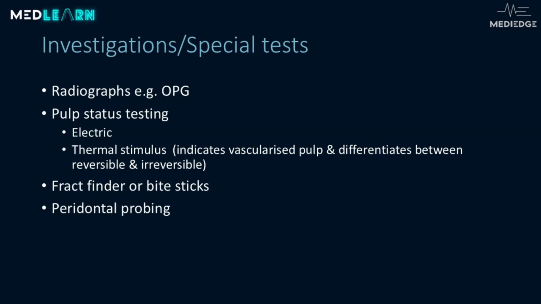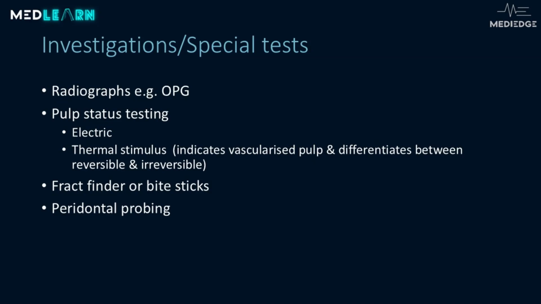Pulp status testing in the form of a cold thermal stimulus will help us to replicate a patient's symptoms, for example, pain to cold water. This helps us to identify and diagnose the offending tooth, and a positive response indicates vascularized pulp. The results may describe the quality of the pulp. For example, in a normal pulp, we may have no pain or very moderate transient pain to cold thermal stimulus.